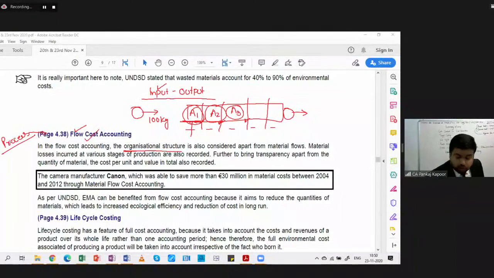Agreed? Friend, listen to this very carefully. If only one process needs to be followed, then input-output analysis is good. But if multiple processes need to be performed on the input in order to convert it into the output, then flow cost accounting is the best technique. Agreed? Now moving further.